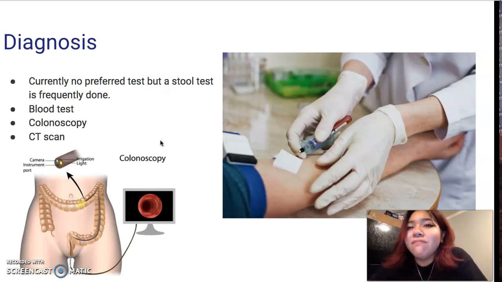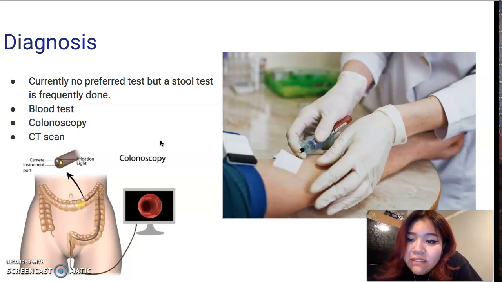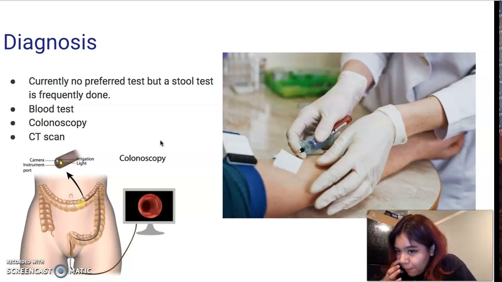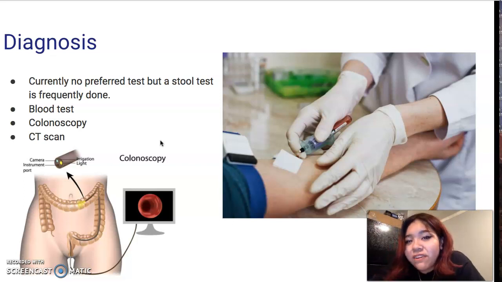The way this infection is diagnosed is through a blood test, colonoscopy, a CT scan, or a stool test. There's no preferred test though. It just depends on the severity of your symptoms. Like, if you're experiencing mild symptoms, they will probably just do a blood test and see if you have an infection, like an ongoing infection.